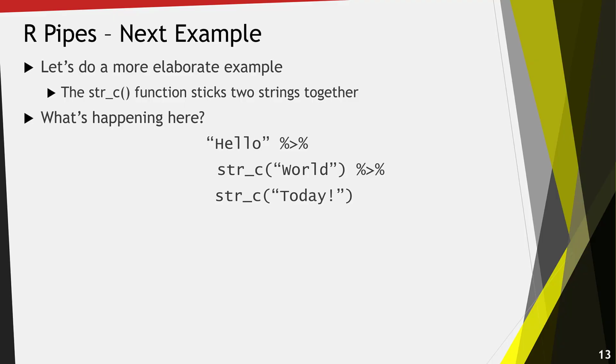So you can think about a more complicated example where you string three things together using two pipes. So in this case, I have the string hello. I'm going to pipe that to the string C function with world as an argument, and then I'm going to pipe that to the string C function with today as an argument. How is R going to process this?